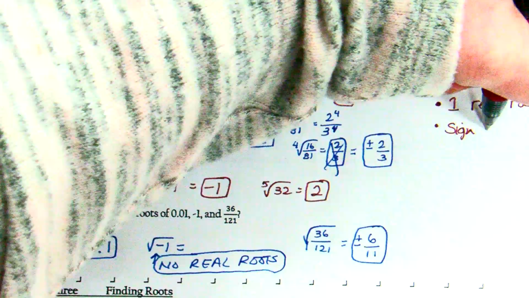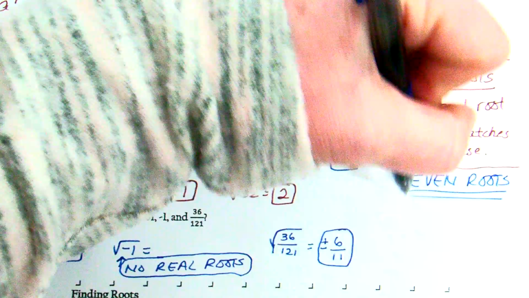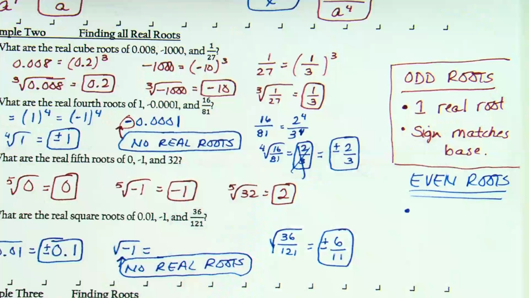So now, even. How many solutions? 2, as long as your base was positive. What if your base is negative? None of them. So what I'm writing right here: positive base equals 2 real solutions, and that's the plus or minus. Negative base equals no real roots.